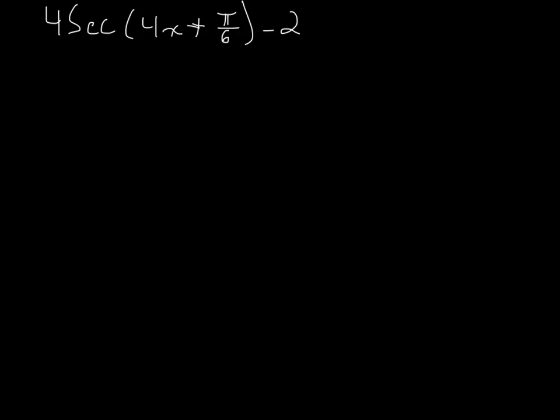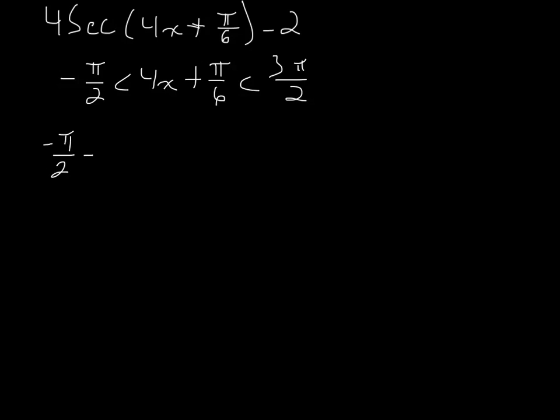For secant, in order to see nicely what's going on, you should make it from negative pi over 2, strictly less than, because we're making sure that our original endpoints are our asymptotes, and to 3 pi over 2. This way you have nice looking curves and you don't have half of a curve. That's really annoying. So we're going to subtract pi over 6 and divide by 4 on both sides. So negative pi over 2 minus pi over 6, all of that is over 4.